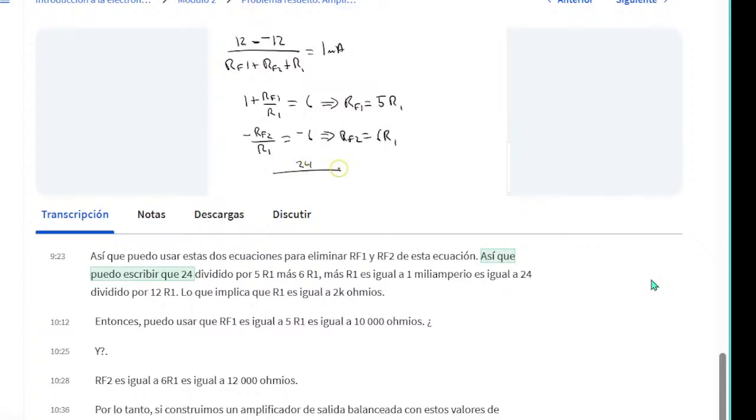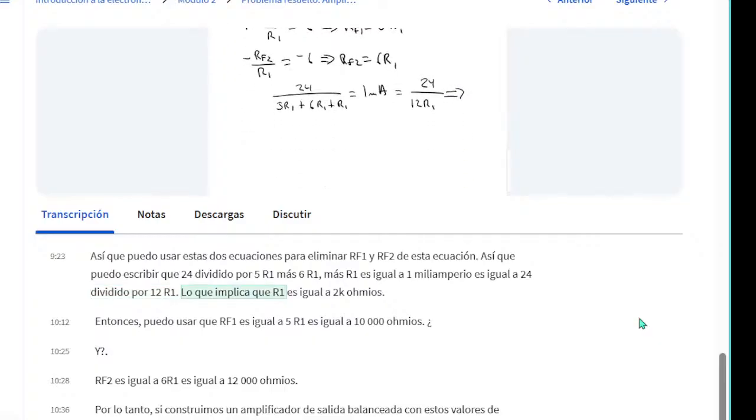24 divided by 5R1 plus 6R1 plus R1 is equal to 1 milliamp, is equal to 24 divided by 12 R1, which implies that R1 is equal to 2 k-ohms.